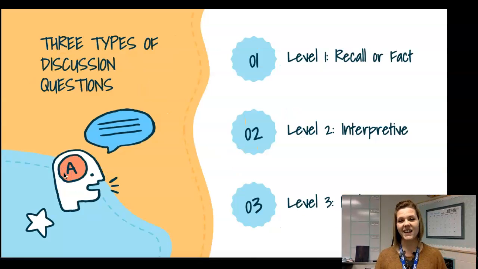So our first slide here shows the 3 different levels of questions that you could potentially ask in a discussion. Level 1 is recall or fact questions. Level 2 is interpretive questions. And level 3 is evaluative questions. And we'll talk about each one of those levels next.